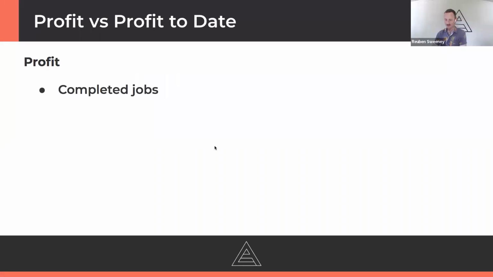Cool. Profit. Let's talk about profit. You'll find two different terminologies used: one is profit and one is profit to date. They're important because they do communicate different things. Profit is ours. It's not changing. It's seen on completed jobs, which can be rolled up to clients, groups, partners, etc.